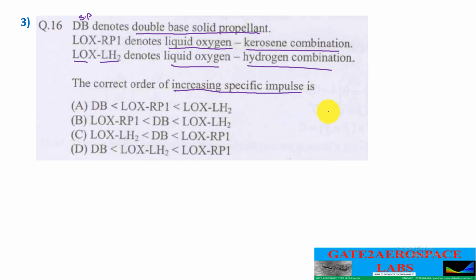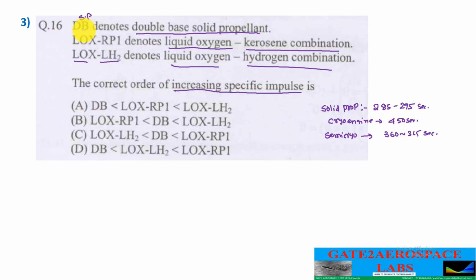First of all, I will tell you, for a solid propellant, the typical value of Isp will be between 285 to 295 seconds. For a cryo engine, the value of specific impulse will be close to 450 seconds. Then for a semi-cryo engine, the value of Isp will be something around 360 to 365 seconds.